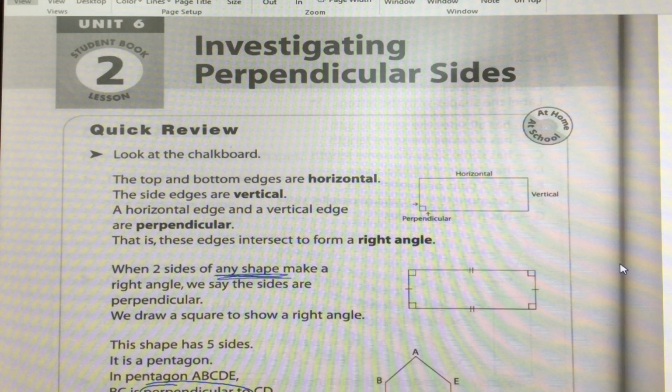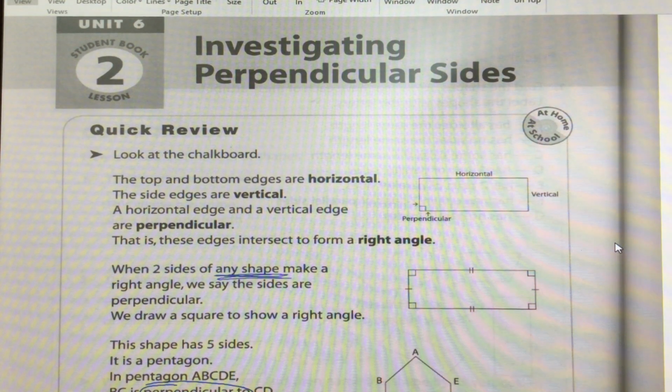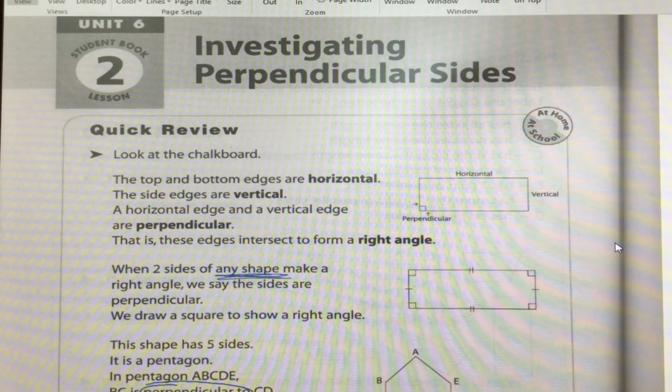In lesson 2, we take a look at investigating perpendicular sides. So again, the kids tend to get mixed up a little bit between parallel and perpendicular. Perpendicular, we think about timeout. Parallel, we think about train tracks.